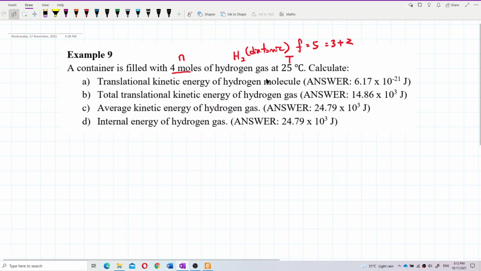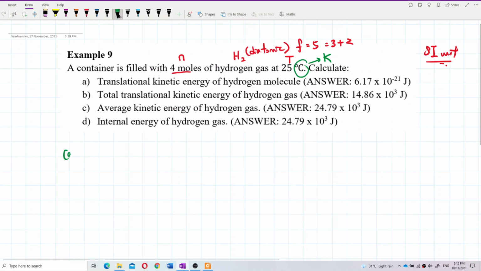Temperature is already given as 25 degrees Celsius, but you have to change it to Kelvin. This one must be changed to SI unit. Remember, SI unit. Okay. So, first, look at the first question.